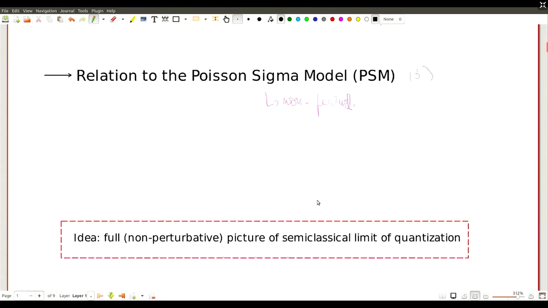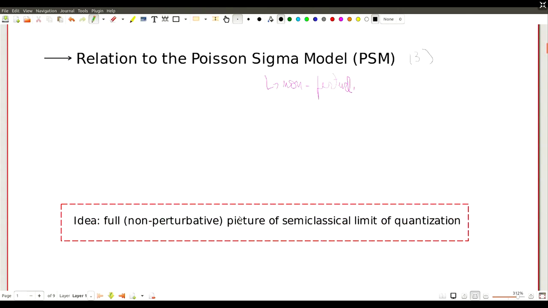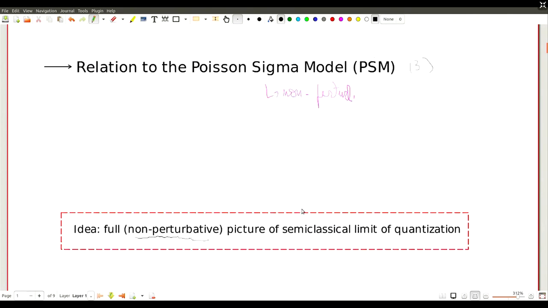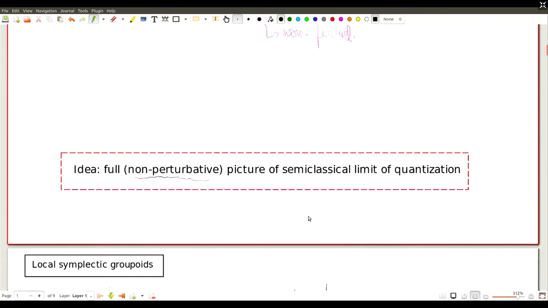Okay, and the outcome of all this discussion, at least to me, is that with all these things collecting the work of many people, we have a full picture of this semiclassical limit of quantization of Poisson manifolds. And the upshot, many of these things that I'm going to say, they were well known before, but I think what might be new in this talk is this non-perturbative aspect of it. Okay, let's go into this.